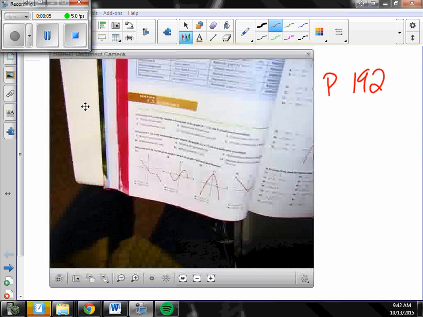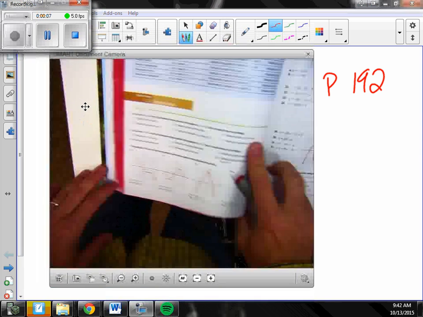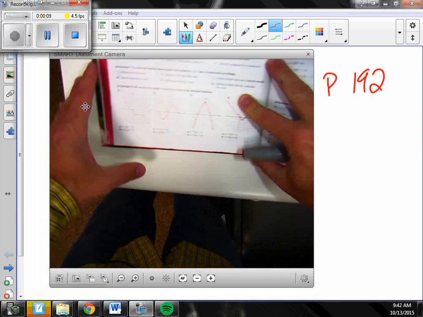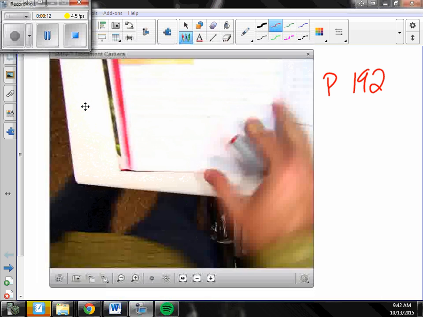Doing page 192. We're going to talk about transformations.